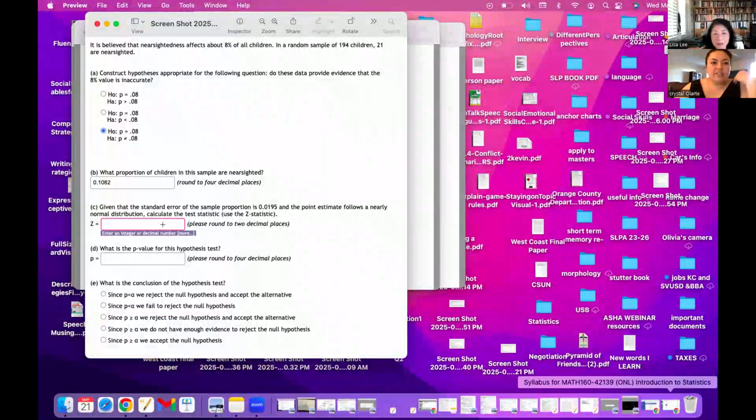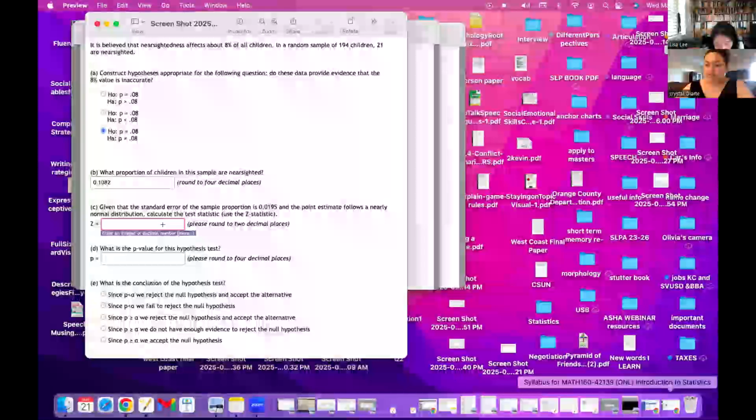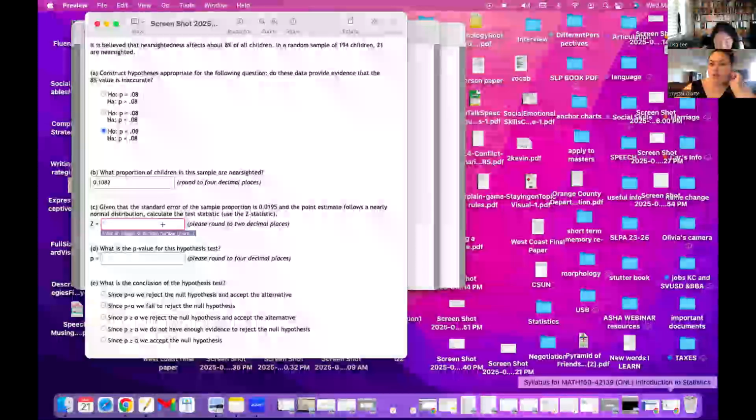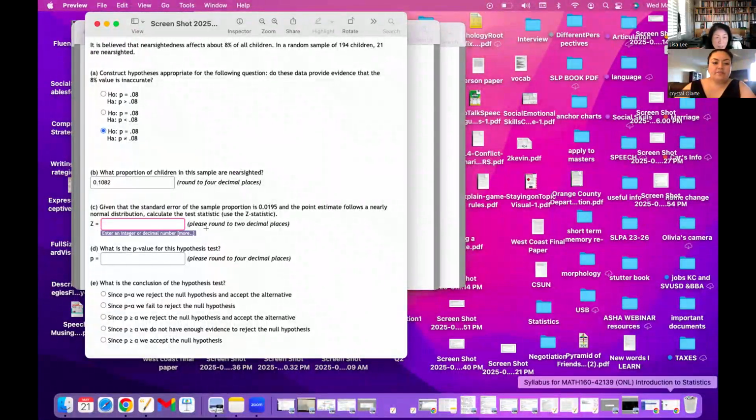Okay, so it is believed that nearsightedness affects 8% of children. In a random sample of 194 children, 21 are nearsighted. So I know for part B, what proportion of children, you just do 21 divided by 194. Yeah, you just take the 21. That's fine. Very good. 21 divided by total sample 194. That's why you got it right. 0.1082. Okay, that's correct. They want 4 decimals. So that's right. Then go to the z-test now.